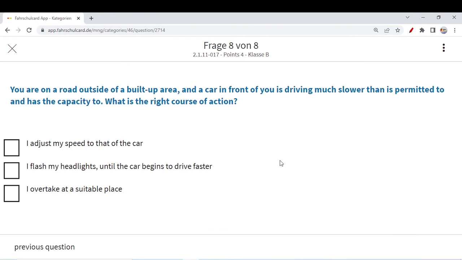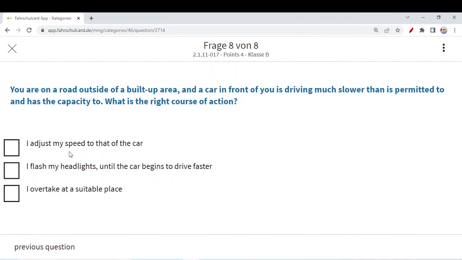So, the last question for today's video: you are on a road outside of a built-up area, and a car in front of you is driving much slower than is permitted and than it has the capacity to. Let's say you are outside a built-up area, you can travel at 100 km per hour, but the car in front of you is traveling at 60. Could be any reason. What is the right course of action now? You are a responsible driver, you have to wait, remain behind the car, and as you find some gap, then you can overtake that car. We have discussed that in more detail in the previous videos already.